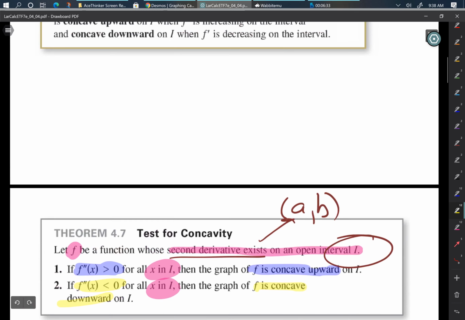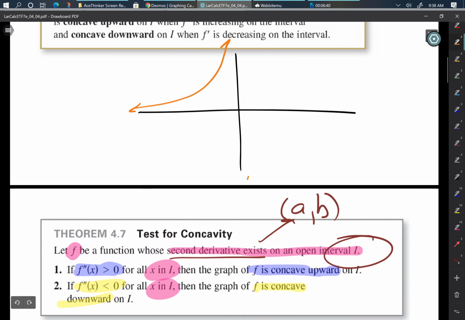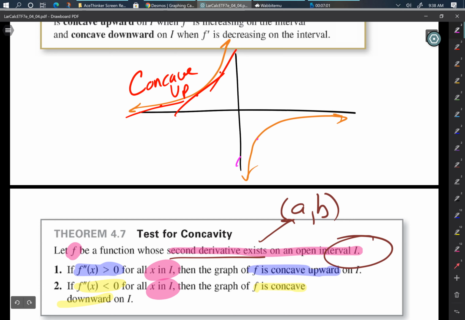Right? You could have a graph that looked like this. So you have some function that looks like this. On this piece over here on the left, the tangent lines are below, or we would say that this is concave upwards, or concave up. The piece over here on the right, the tangent lines are above. So we would say that this is concave down, or concave downwards.